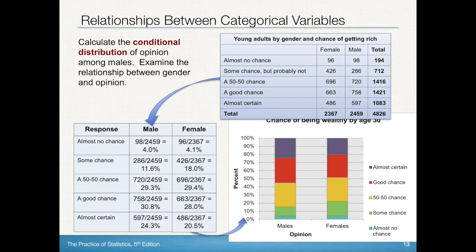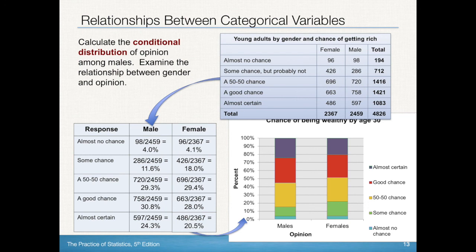And what we can see just by looking at this segmented bar graph is that generally the proportion of males who thought there's no chance is about the same as for females. But if you take a look at some chance, you can see that there was a higher proportion of females that thought so, as opposed to the idea of almost certainty in getting rich, where it is clear that a larger proportion of males thought that it is almost certain that we're going to get rich. So all of a sudden, we have a graph that allows us to start making comparisons across the genders.